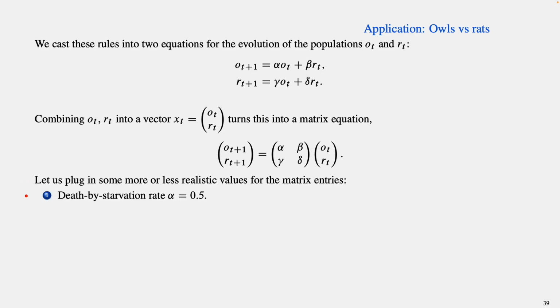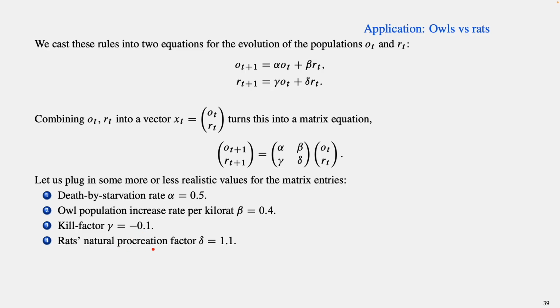To actually compute something, let's plug in some more or less realistic values for these matrix entries. So suppose that the rate of death by starvation for the owls in the absence of rats is 0.5. So every month 50% of the owls die if they don't have any food. The owl population increases per kilorat by a factor of 0.4, so beta is 0.4. The kill factor that every owl inflicts on the rat population is minus 0.1. And the natural procreation rate of the rats should be 10%, so the factor delta is 1.1.